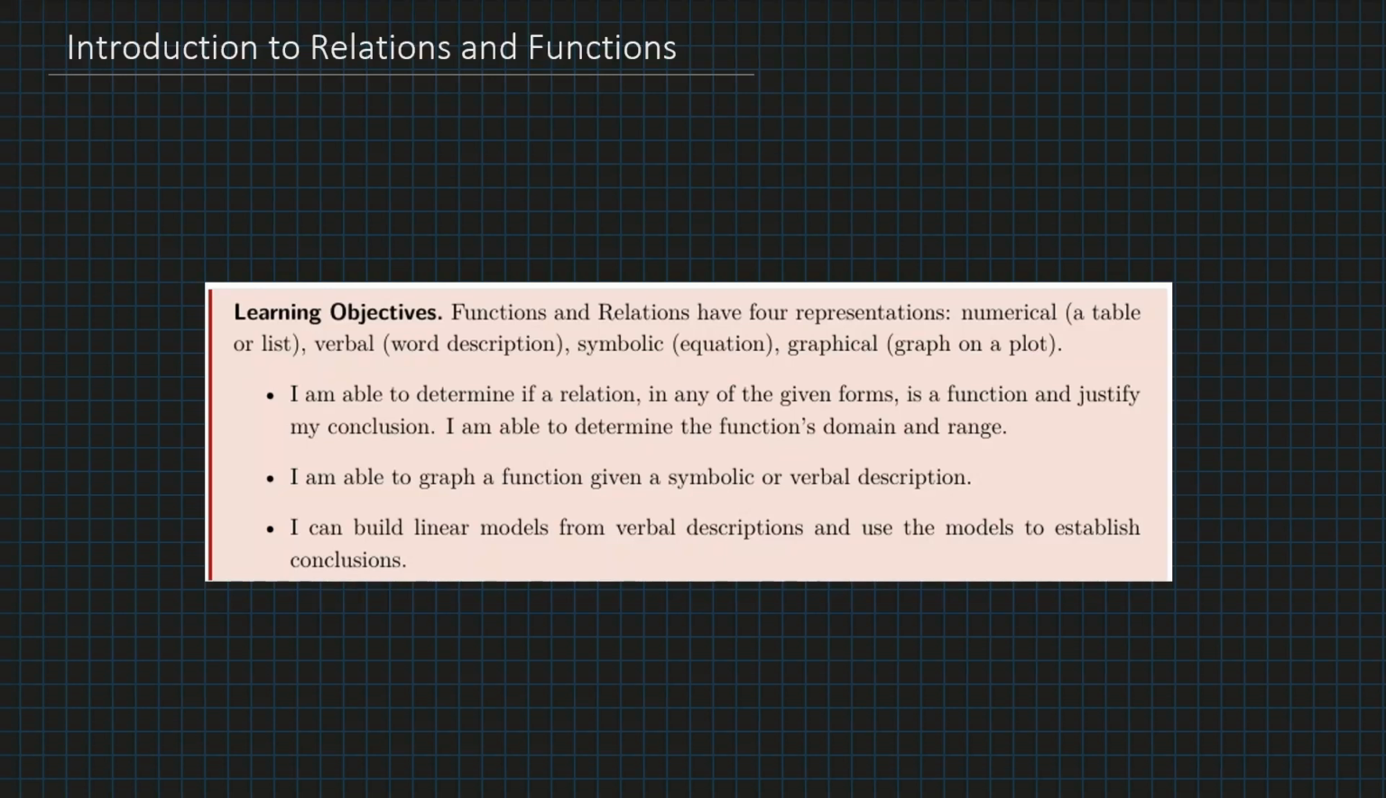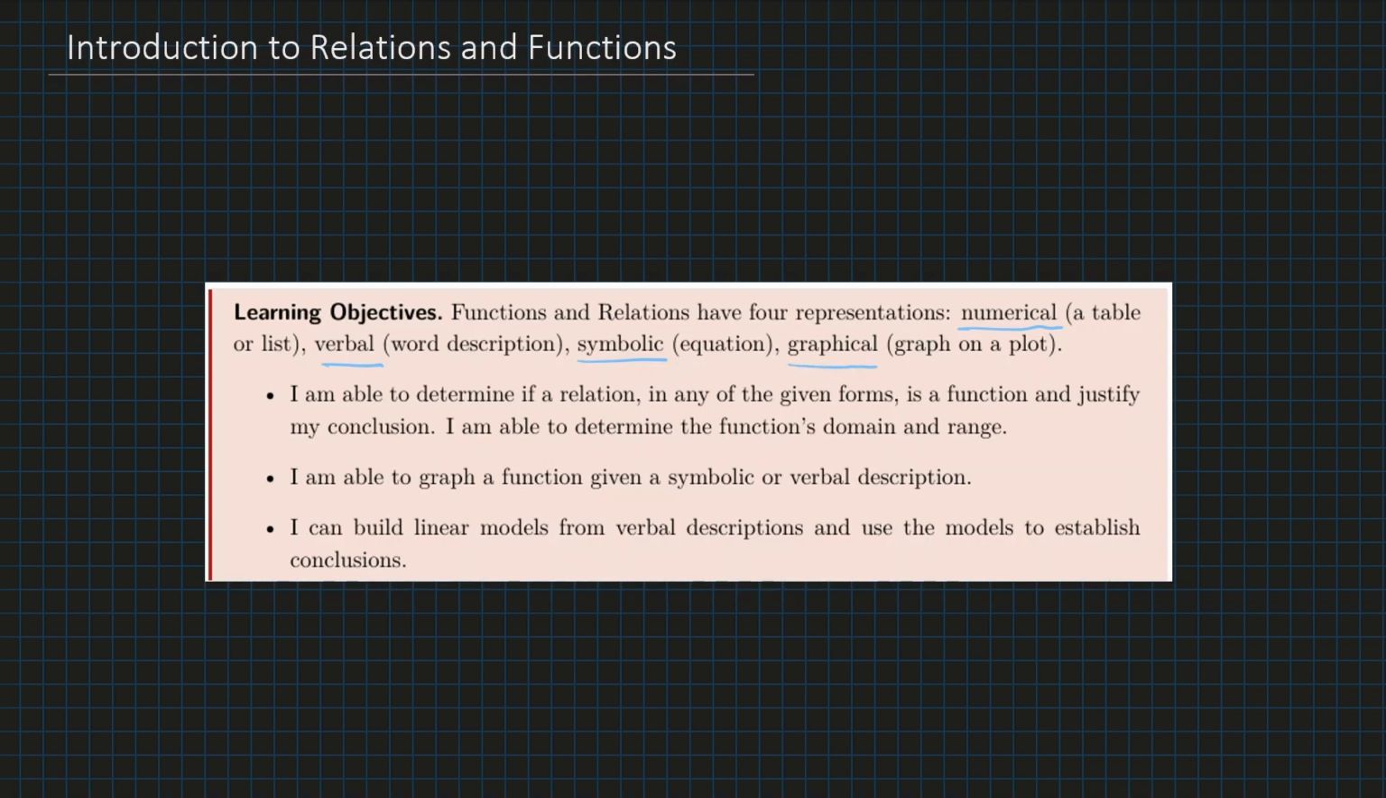In this video, we'll be discussing Introduction to Relations and Functions. So there are four representations of relations and functions. First is a numerical representation, which is like a table or a list. A verbal, which is like a word description, something you might say like a word problem. And there's also symbolic, which is given by an equation like x is equal to y. And graphical, which is you're presented with a graph.